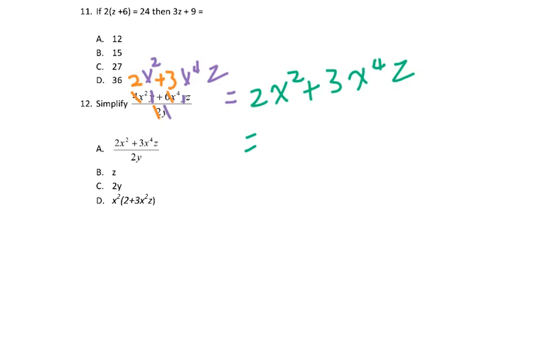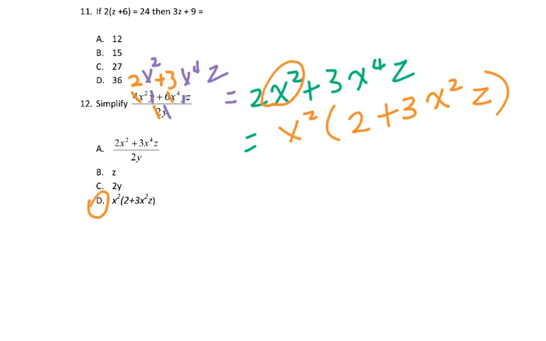Then we can take a common factor. That is x squared. So I take x squared outside. I will get 2 plus 3x squared, because x to the fourth divided by x squared will be x squared, z. The answer will be D.